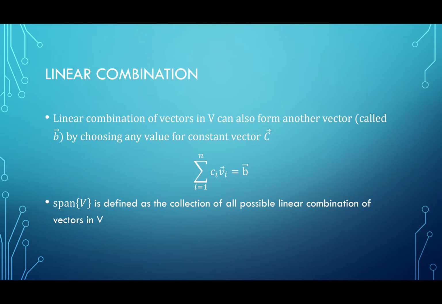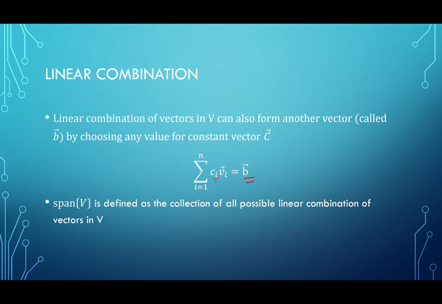Now after we discuss linear independence, we need to consider a linear combination. A linear combination of vectors in v can form another vector, which we will call b, by choosing values for the constants c. If we choose specific values for ci, multiply each by the vectors in the set, and take the sum, then the resulting sum is a vector. So we call that v.